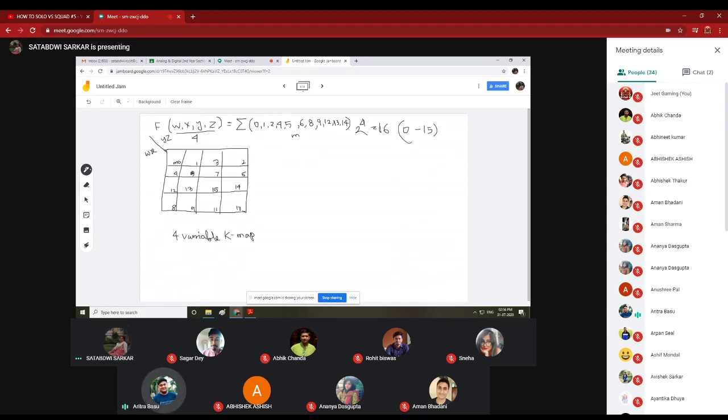Ma'am, someone is asking if she can take WY instead of WX. Anything else is possible, but you have to write the function in this pattern, in this way.